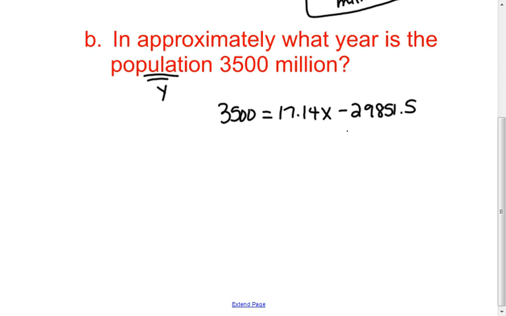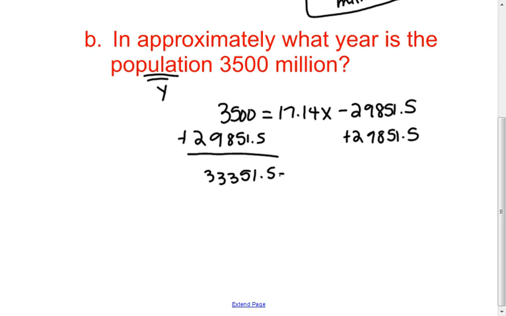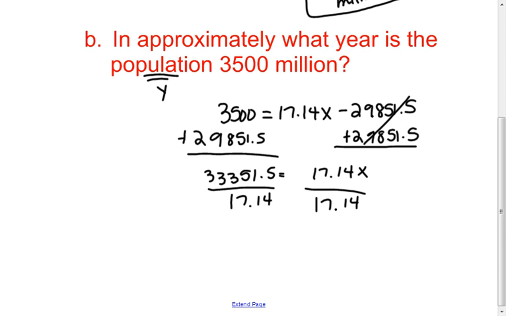Then I will go ahead and solve it by adding this big old nasty number here. And when I do that, I get 33,351.5 equals 17.14x. Divide by 17.14. The x comes out to be about the year 1945. Okay, it's not perfect, but it's about the year 1945.